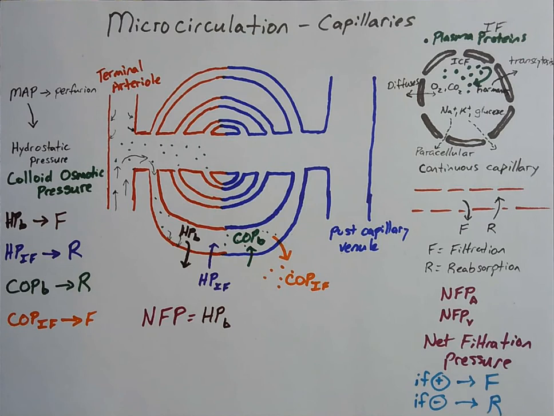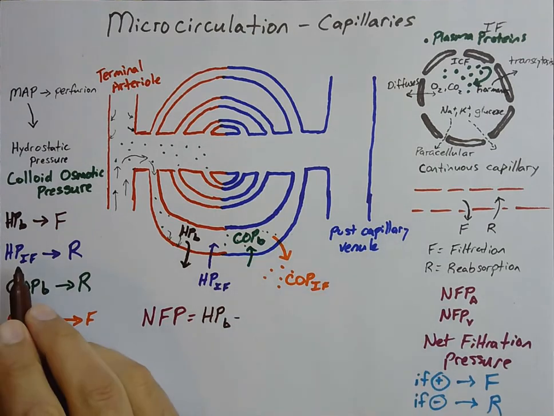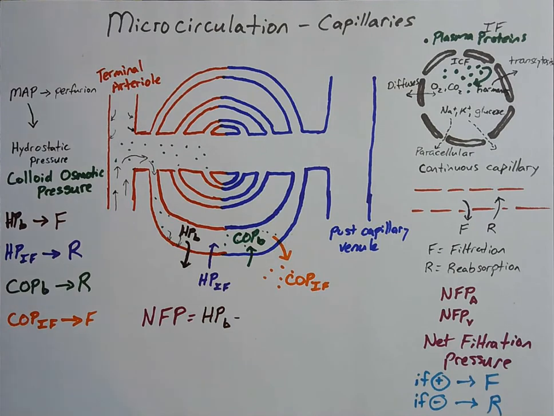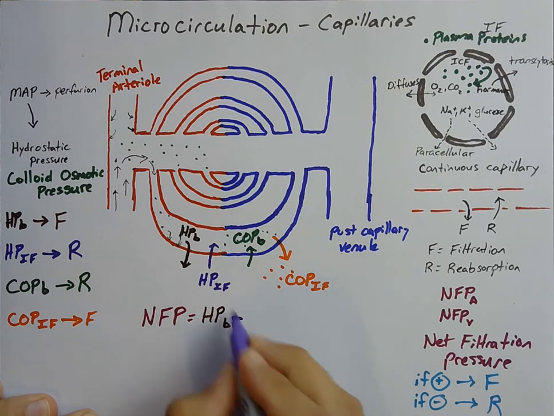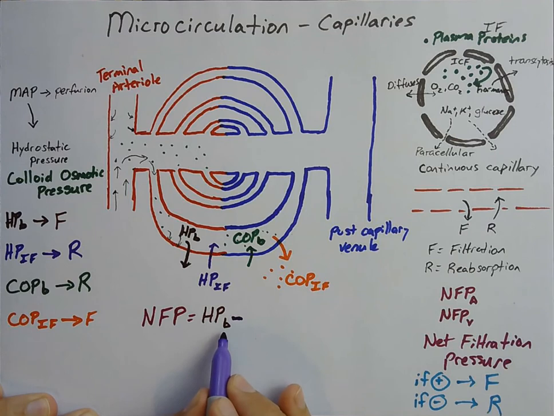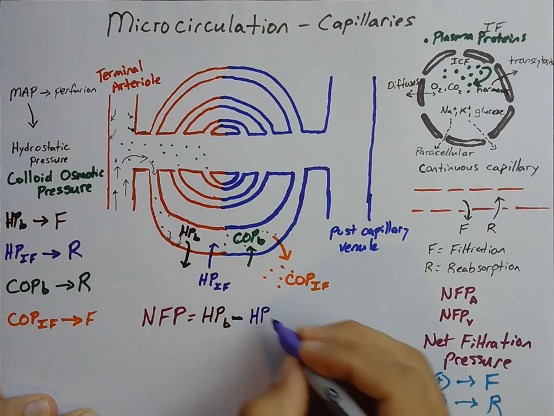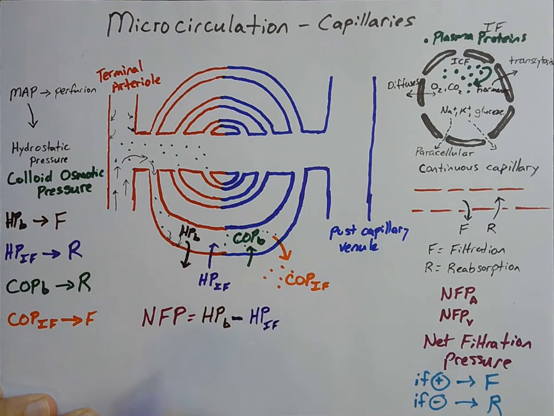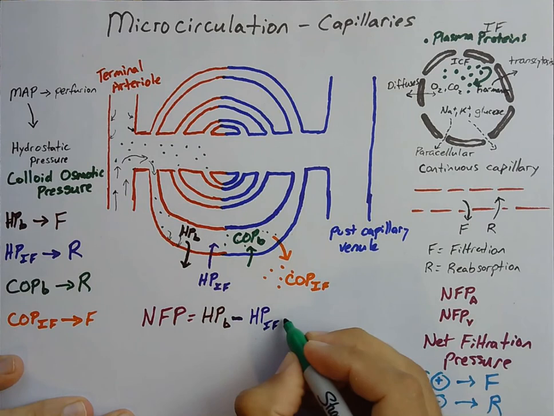Now, what comes next? Let's go ahead and talk about hydrostatic pressure in the interstitial fluid. And what do we know about hydrostatic pressure in the interstitial fluid? It promotes reabsorption. And reabsorption does the opposite of filtration. So we're going to subtract that from hydrostatic pressure in the blood because it's opposing hydrostatic pressure in the blood. So now we're going to throw in some hydrostatic pressure in the interstitial fluid, and that's going to oppose hydrostatic pressure inside that blood. What else is opposing hydrostatic pressure in the blood? What else is doing the opposite?